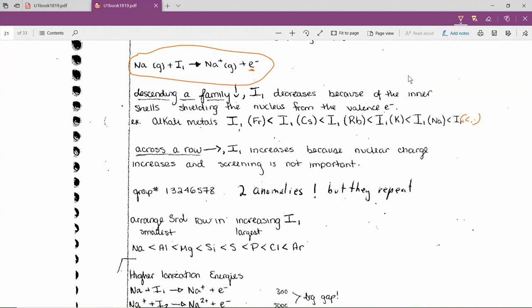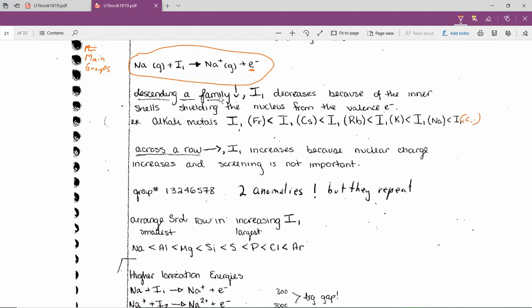These trends, by the way, are focusing on main groups. So the groups with the A: 1A, 2A, 3A, 4A, 5A, 6A, 7A, and 8A. Trends in the transition metals happen, but they're more subtle, not as big a difference, and we don't get to them in this course, so we will focus on trends of the main group.